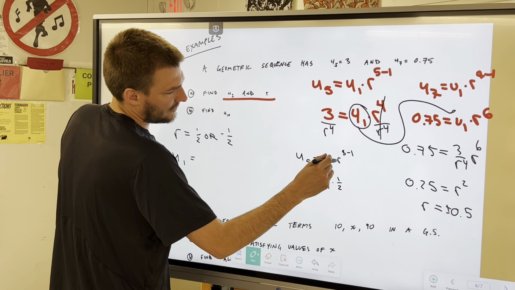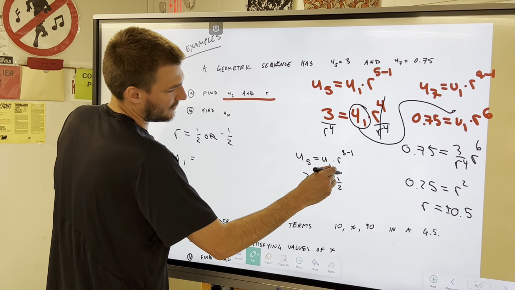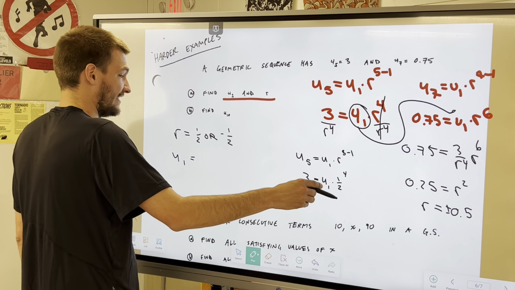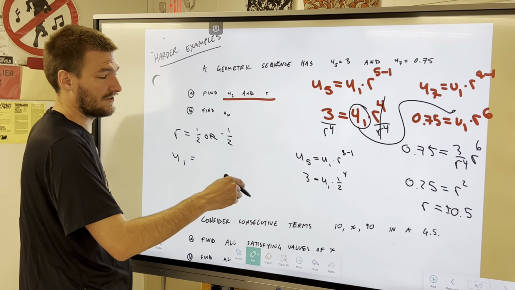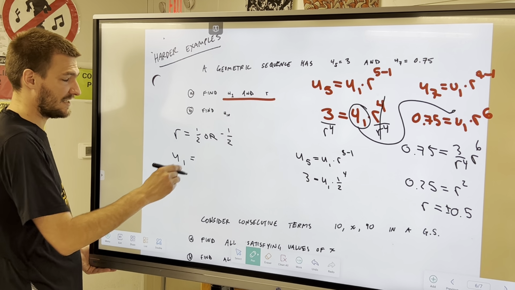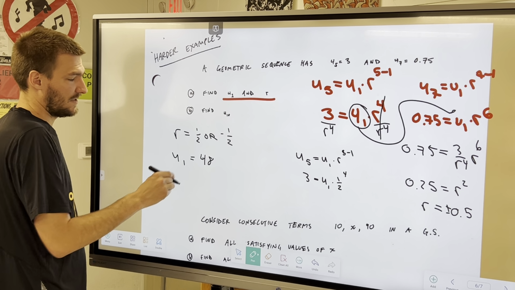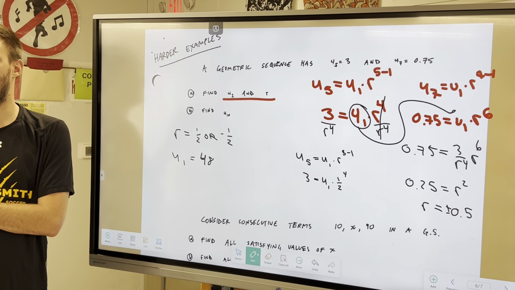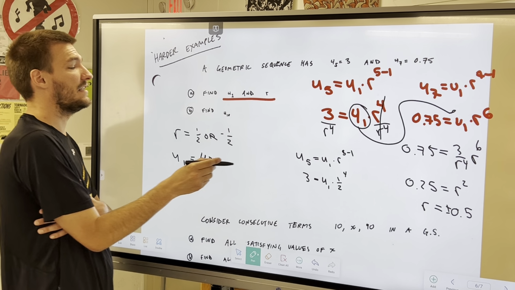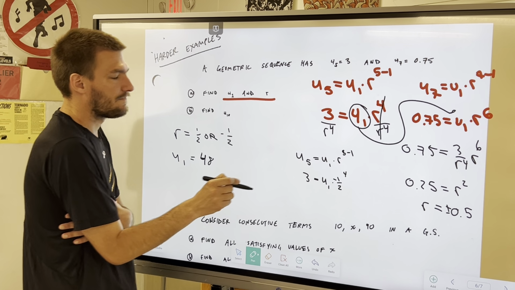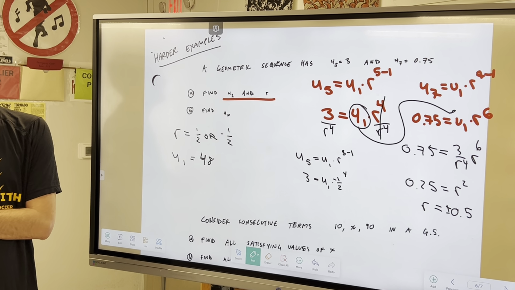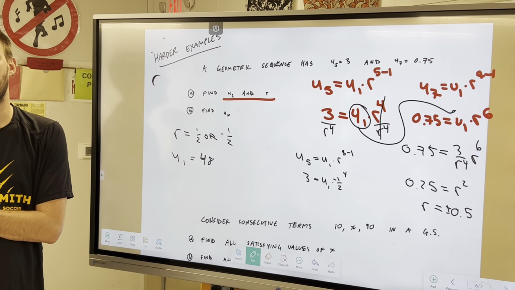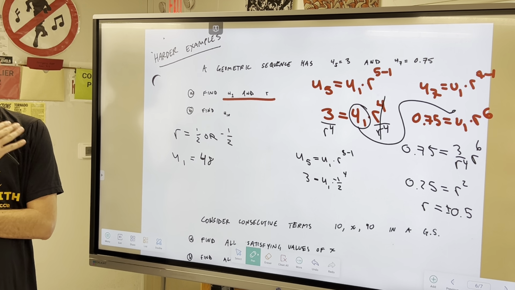And then 5 minus 1 is 4. That would make 1/16, and then we'd multiply by 16, and that would give us 48. Now we need to be careful, because again, we could also have a ratio of negative, but even if it's a negative 1/2 to the 4th power, still gonna turn out to be positive 48.